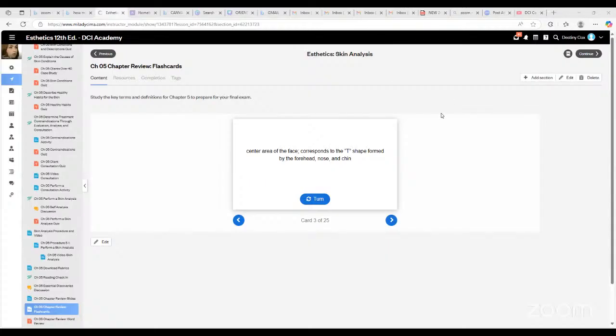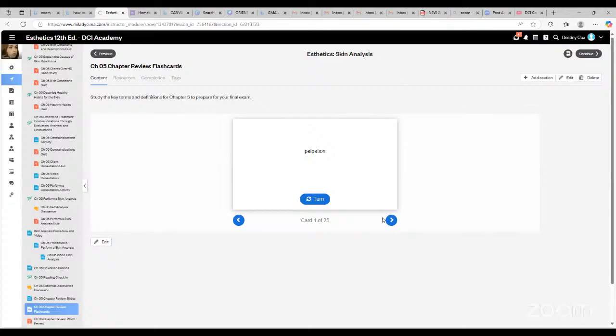All right, so let's look here. We said T-zone, forehead, nose, chin represents a T, center of the face. Good job. Palpation. What did you refer to?